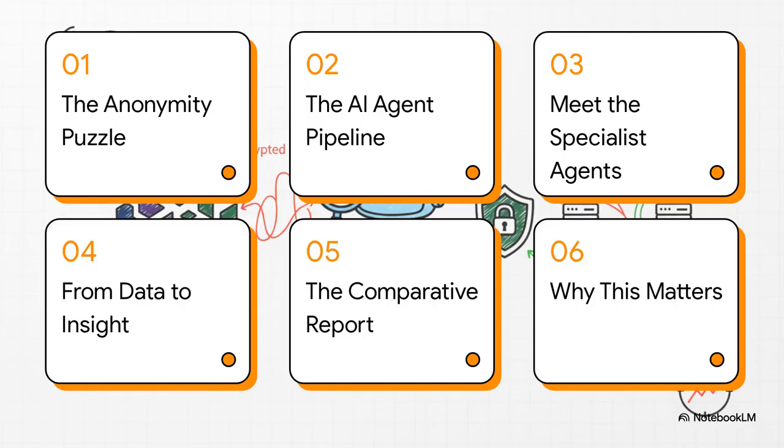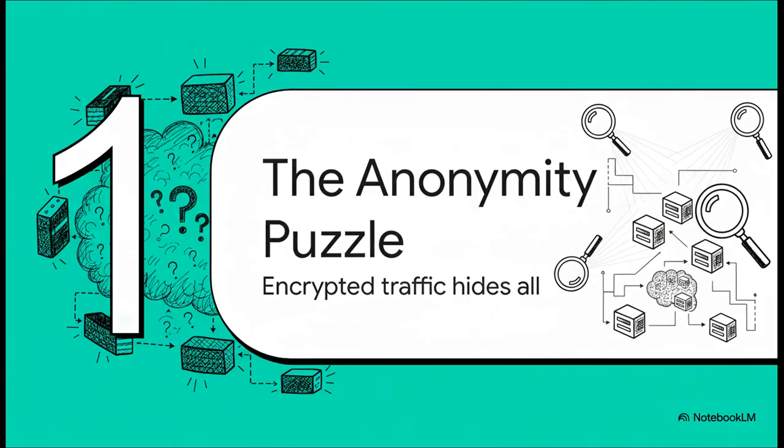Here's how we'll break it down. First, we'll dig into the anonymity puzzle. Then we'll look at the AI agent pipeline that was built to solve it. We'll meet the specialist agents on the team, see how they turn raw data into actual insight, check out their final comparative report, and then talk about why this whole approach is such a big deal. So let's start with the puzzle itself.